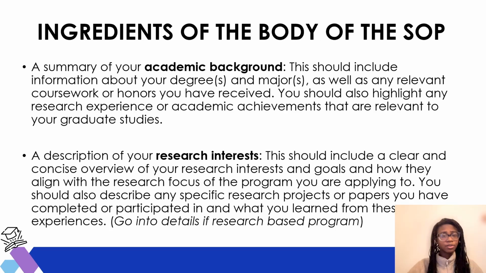So now let's look at the ingredients of the body of an SOP. It has various parts, and these parts are what you can round up into paragraphs and develop. One part of your body should talk about your academic background, and for this part you could look at the information about your degree and the majors, as well as coursework that are important to the new program you want to apply to. You should also highlight any research experience or academic achievements that are relevant to your graduate studies.